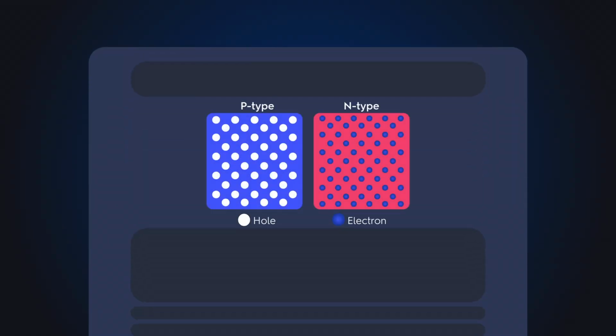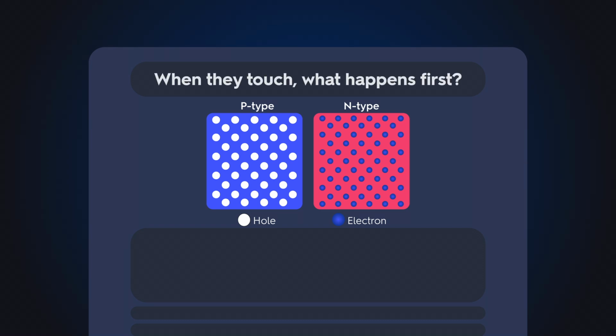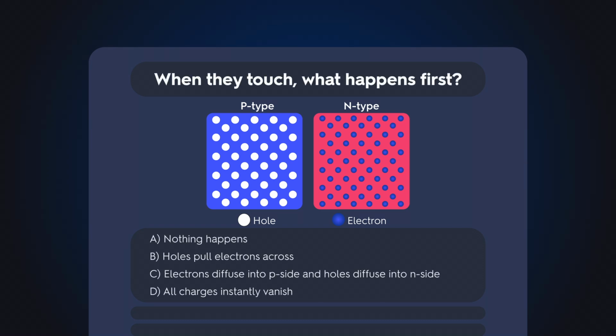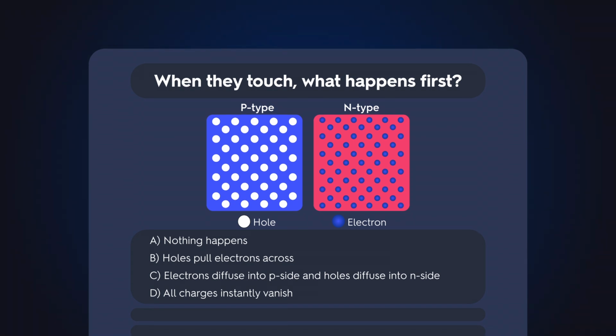Pop quiz. You bring a p-type region and an n-type region into contact to form a p-n junction. What happens first? A. Nothing happens. B. Holes pull electrons across. C. Electrons diffuse into the p side and holes diffuse into the n side. Or D. All charges instantly vanish. Lock in your choice. We'll reveal the answer shortly.